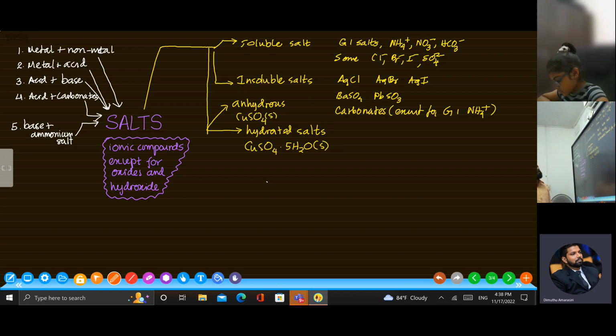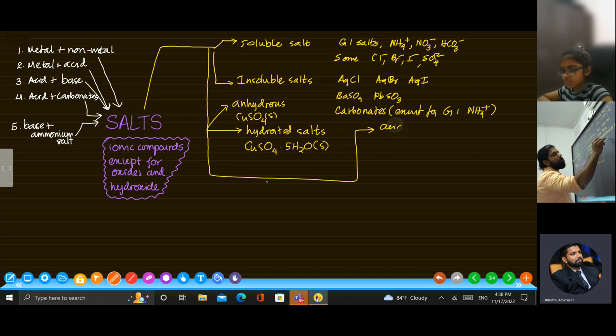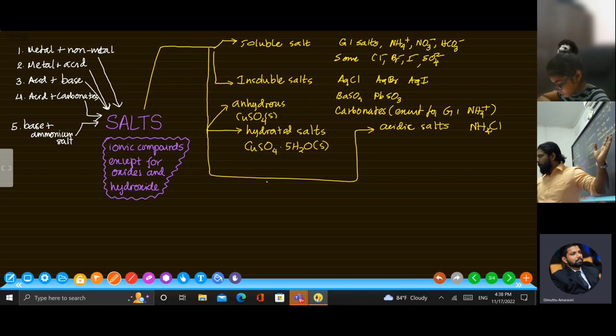Okay, right. What are other types of salt? You can divide salts in many ways, right? Acidic salts. What are acidic salts? Salts of strong acid and weak bases like ammonium salts, ammonium chloride, ammonia weak base, HCl strong acid. Acidic properties. Basic salt. What are basic salt?